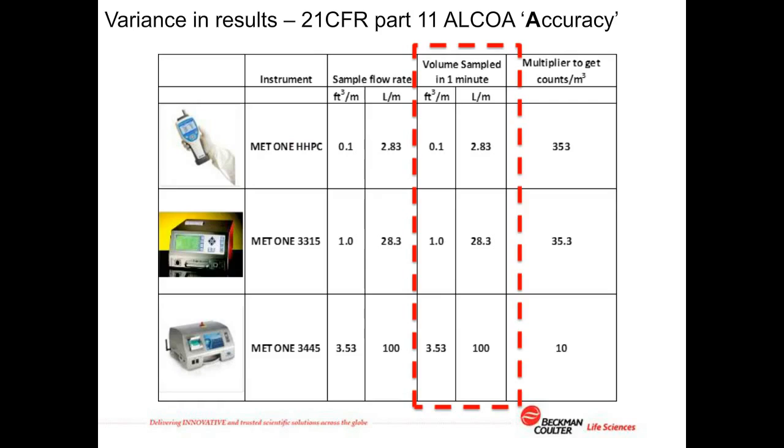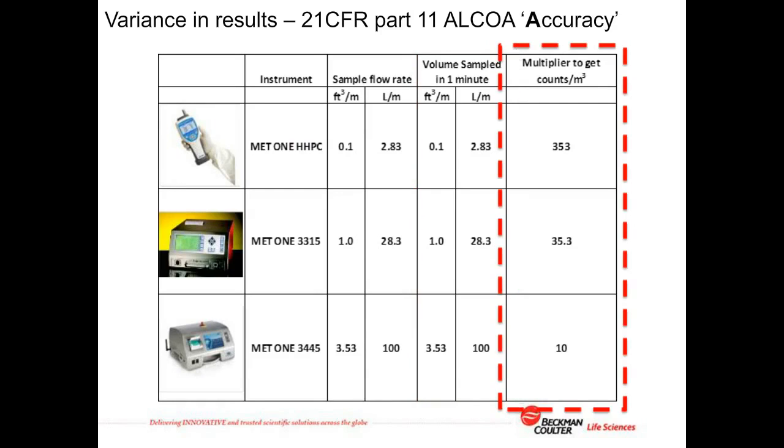So when you're multiplying the results that the counter gives you up to get the final counts per cubic meter, you can see the multiplication factor is very different for each of these counters. For the small handheld, it's 353. For the old MET1, it's 35.3. And for the high flow counter, the MET1 3445, it's just a factor of 10. So you can see how, if you've got a range of different particle counters on your site, operators can get confused and do the wrong multiplication.